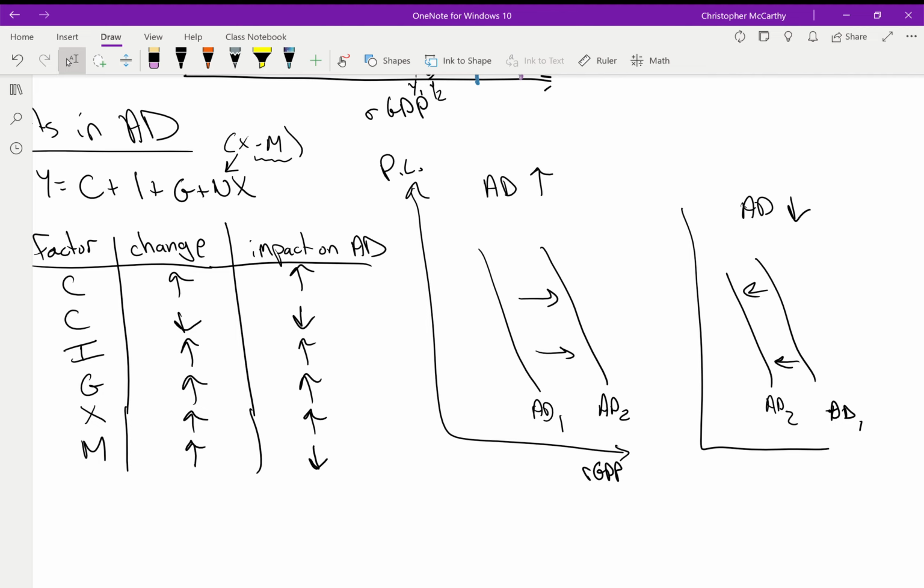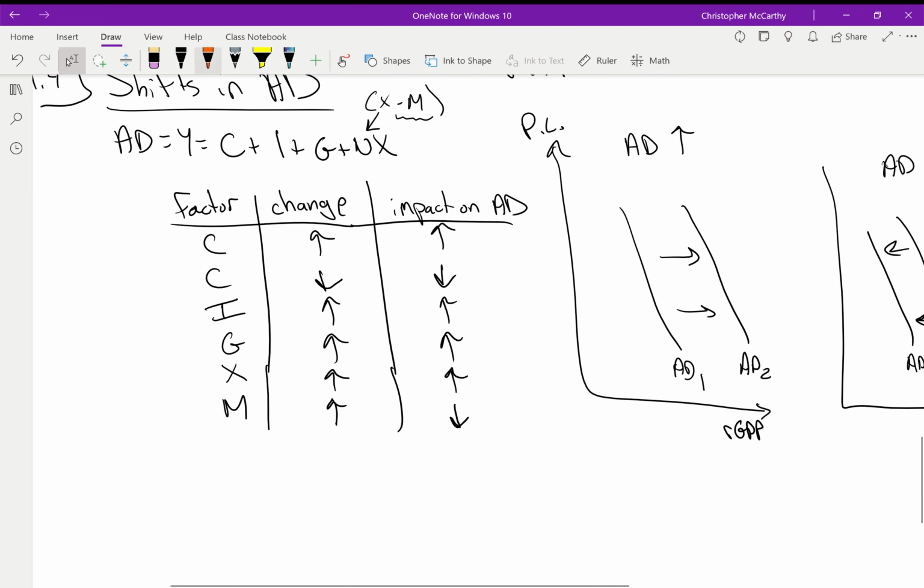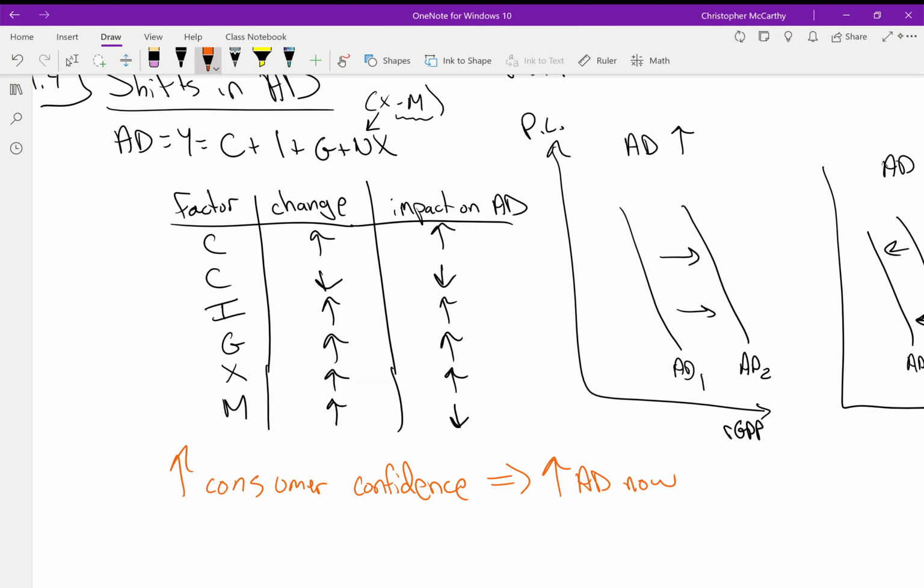Some of the other things that will impact demand are consumer confidence. Increases in consumer confidence will lead to increases in aggregate demand. Consumer confidence is really just expectations about the future, right? Which makes sense. That was one of our demand determinants when we talked about regular supply and demand. If you expect the price of gas to go up tomorrow, what are you going to do? You're going to buy it right now. So similar thing with consumer confidence.